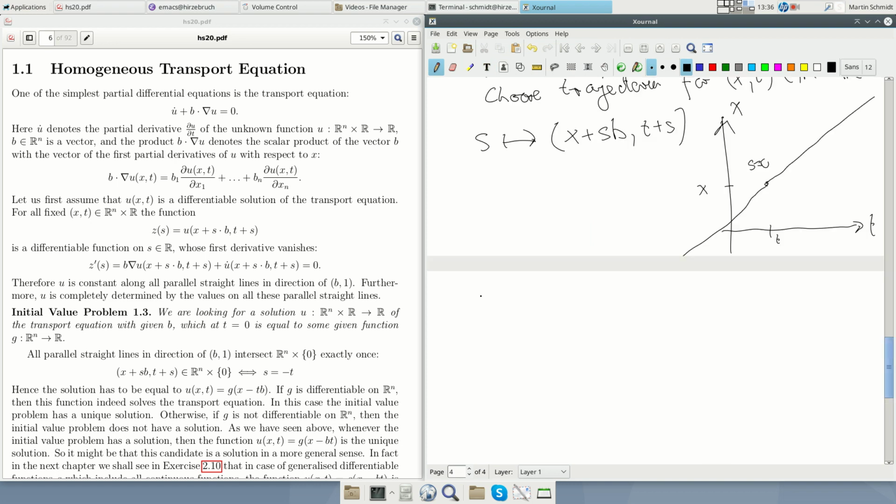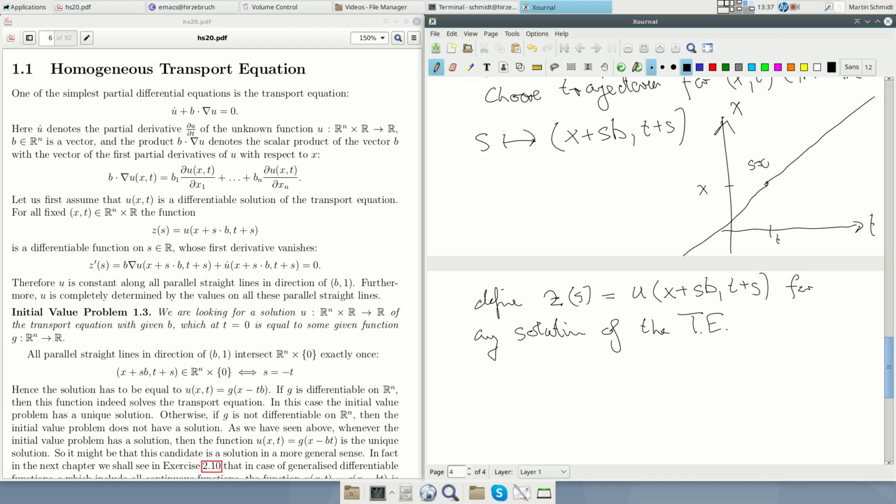the derivative. Also define the function z of s as the value of our unknown function u of x plus s times b, t plus s, and we assume that the unknown function is a solution for any solution of the transport equation. I abbreviate this as T, transport equation. Okay, so we define this now, and since we have given a differential equation, it's natural.